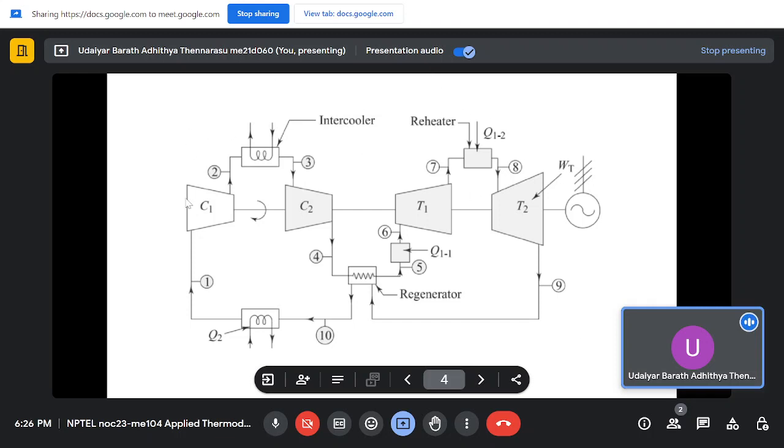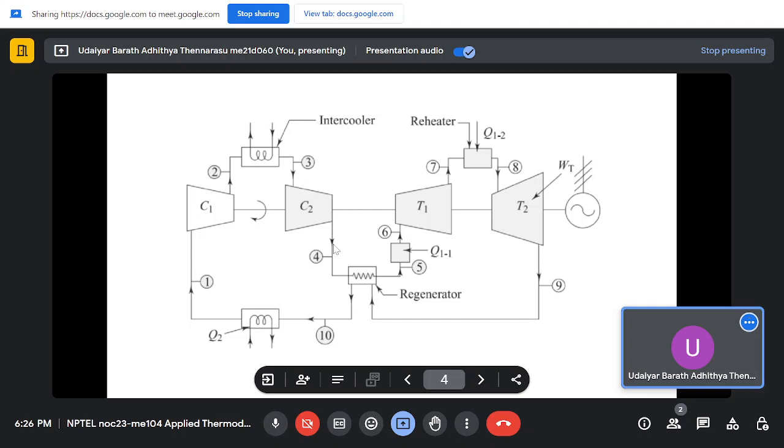So your net work output will go up using an intercooler and a reheater. But if you see, you are also increasing the amount of heat which you are providing. So Q11 plus Q12. Previously you provided only heat Q11. Now there is an increase in the amount of heat which you are giving in. Previously it was only Q11, now it is Q11 plus Q12.